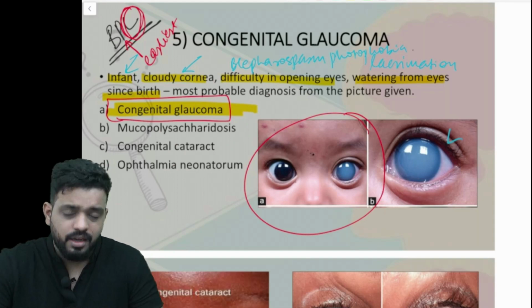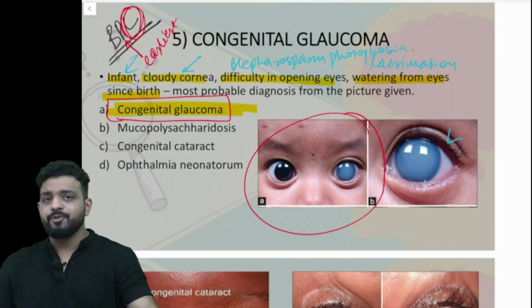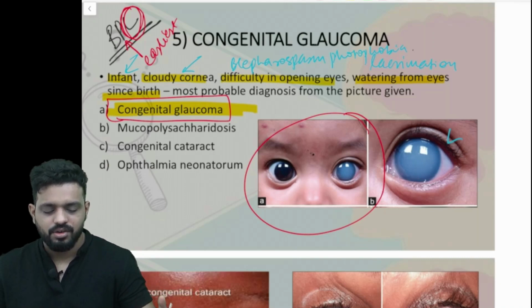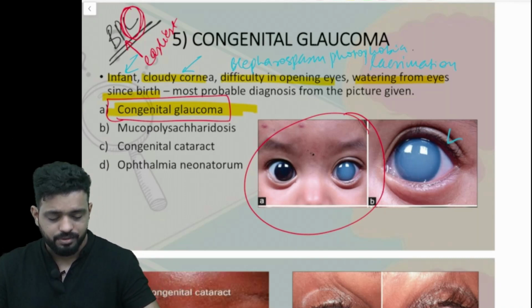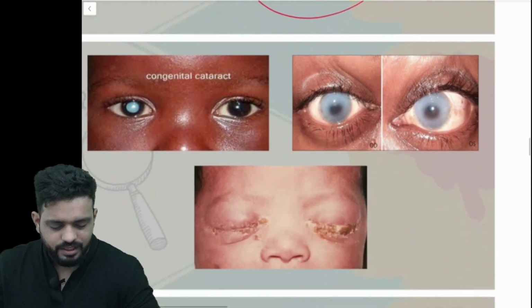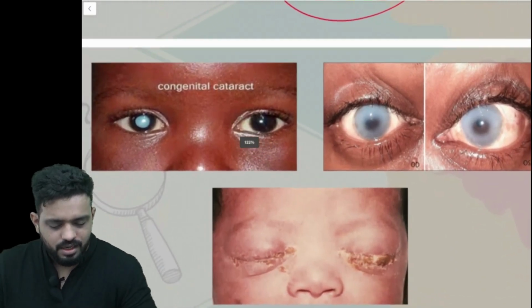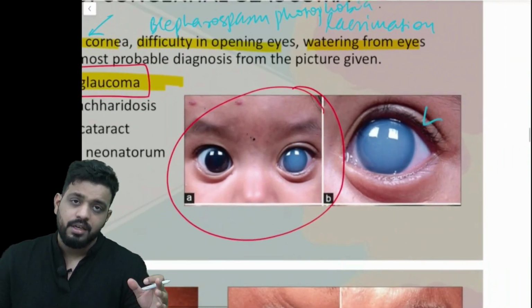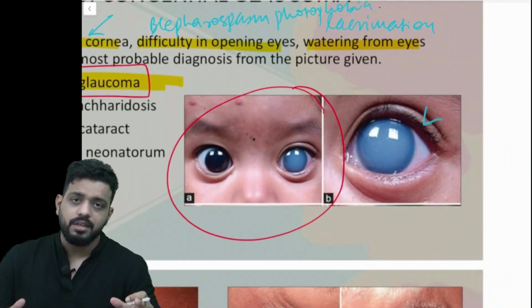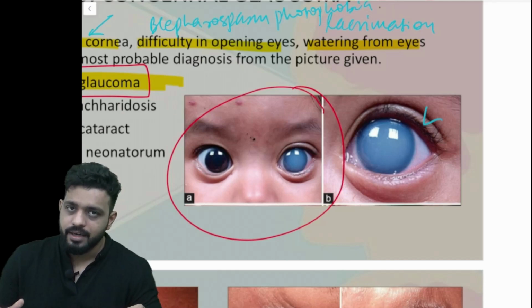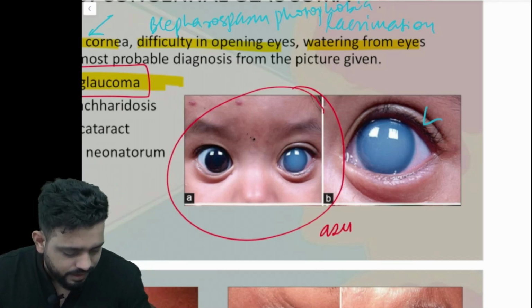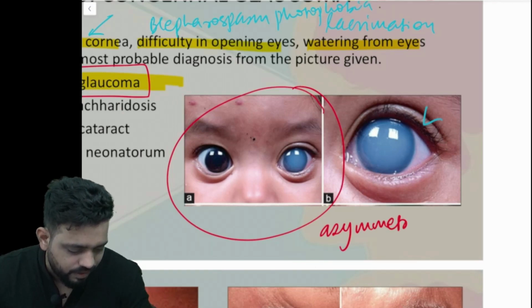That's it about it. Now, why not the other options? We have to look at why not the other options. Let's consider one by one: mucopolysaccharidosis, congenital cataract, and ophthalmia neonatorum. So when we look at the image, one more confusion was there. Yes, you are right that congenital glaucoma is generally bilateral. But you should remember that congenital glaucoma, though bilateral, is often asymmetrical.